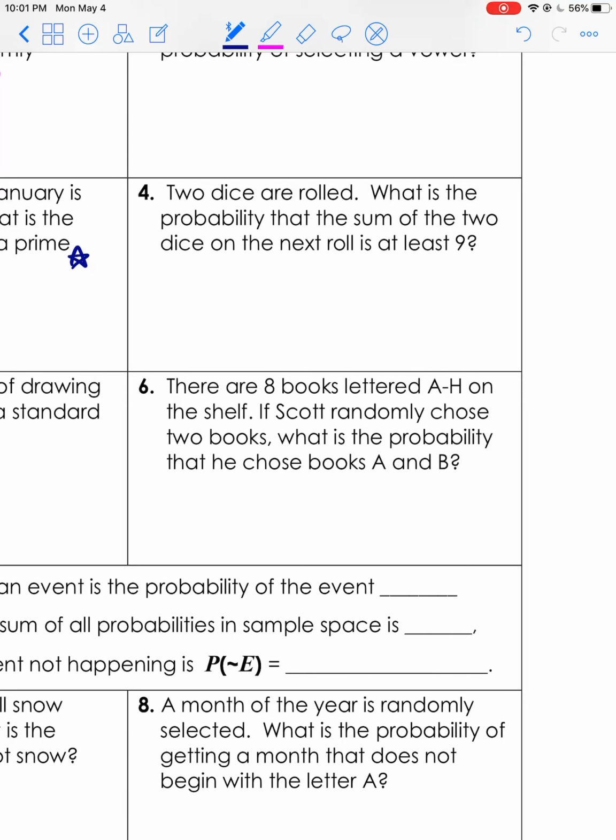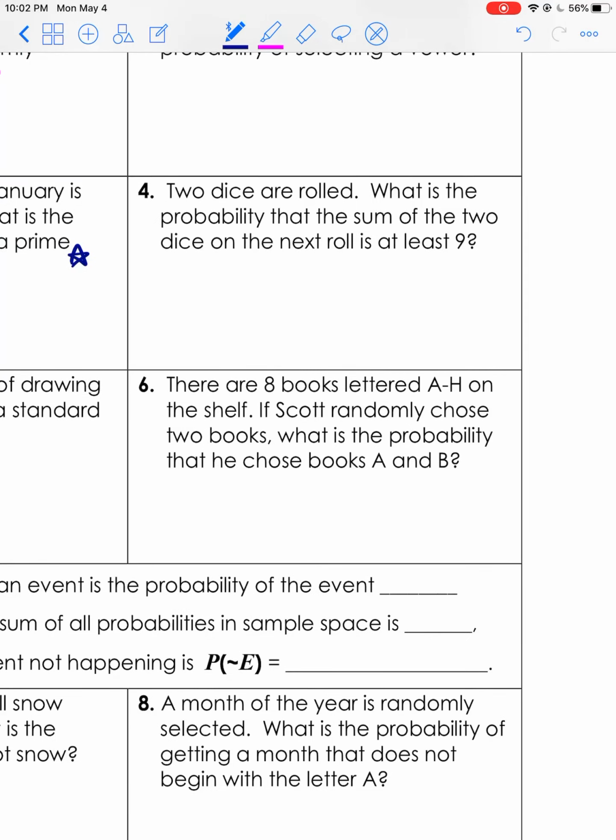I'm going to let you think about that for a second before I answer it for you, all right? Because this doesn't really look like the other questions we've done so far. There are 8 books lettered A through H on the shelf. So think about that, right? You have a shelf and there are 8 books: 1, 2, 3, 4, 5, 6, 7, 8. I clearly did not draw that well. A through H. And we're saying if Scott randomly chose 2 of them, what's the probability that he chose A and B?